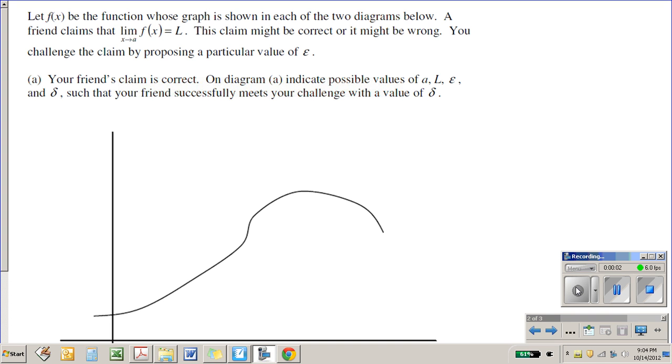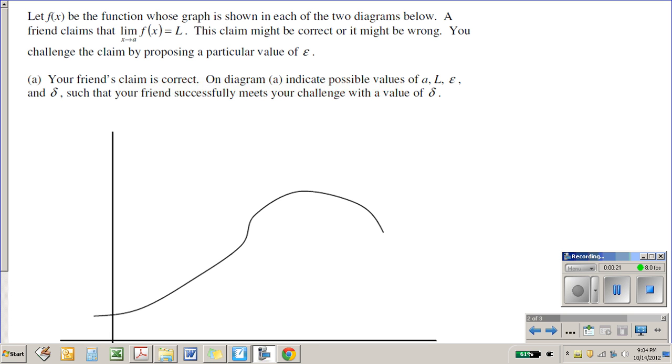Okay, so this is number 12. So the first part, so let's read the problem. It says, let f of x be the function whose graph is shown. A friend claims that the limit as x approaches a of f of x is L. This claim might be correct or it might be wrong. You challenge the claim by proposing a particular value of epsilon.